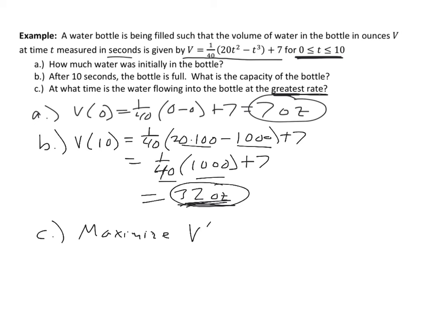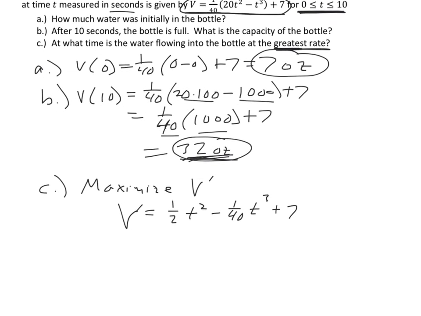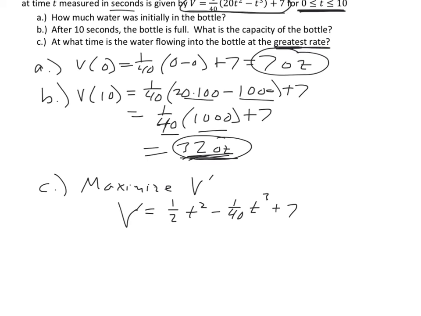So to maximize the rate, I first need to find the rate. What would V prime be? To get V prime, it would be nice if I expanded this a little bit. Let's write V as, if I distribute that 1/40th in, 1/2 t squared minus 1/40th t cubed plus 7. So that's what V is. Now V prime, the derivative of that, will be, if I bring the 2 down, t minus 3/40ths t squared, and then the 7 is just going to vanish.